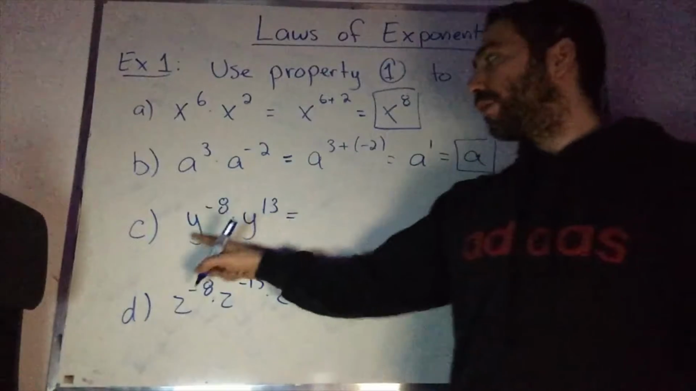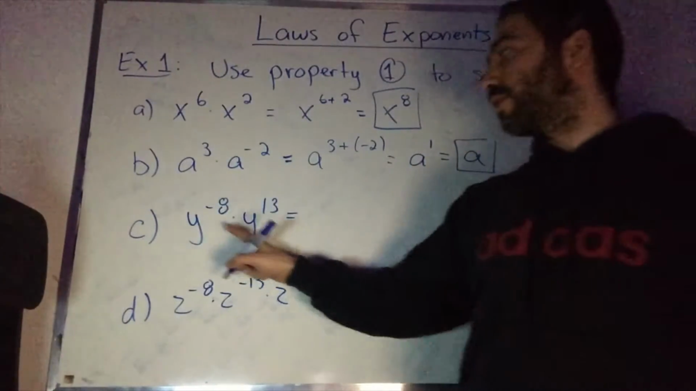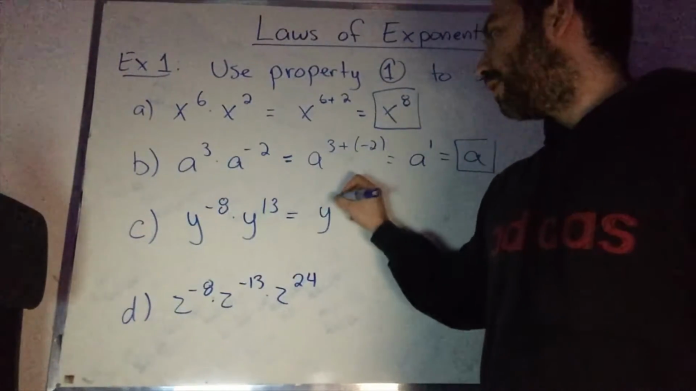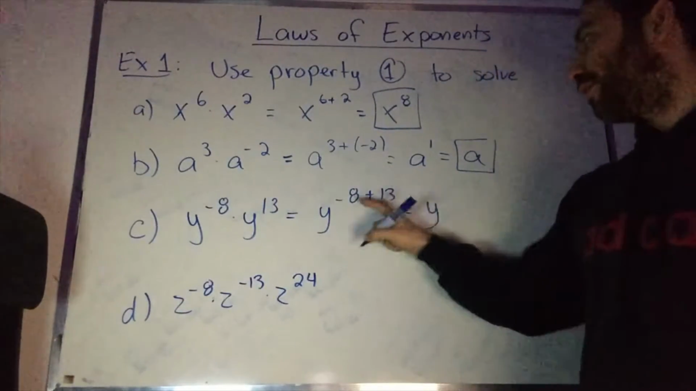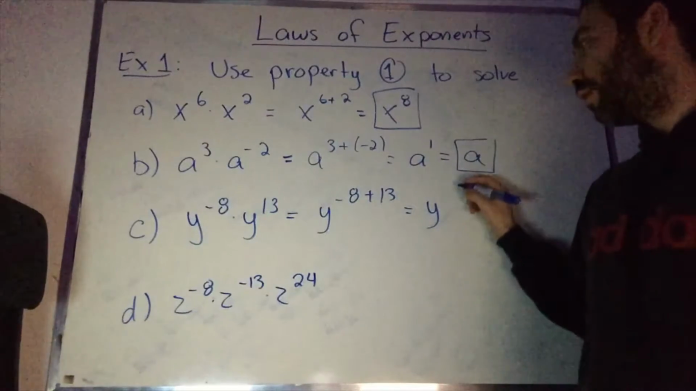Now C, y to the negative 8 times y to the 13. The bases are the same, they're both y's. So again, we add the exponents, negative 8 plus 13. And that gives us y to the 5.